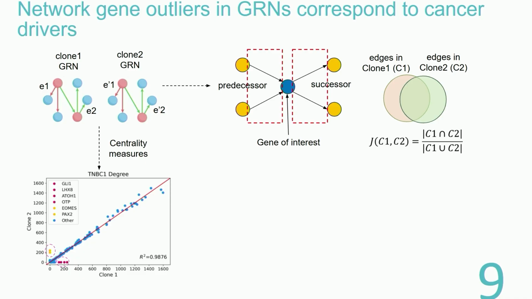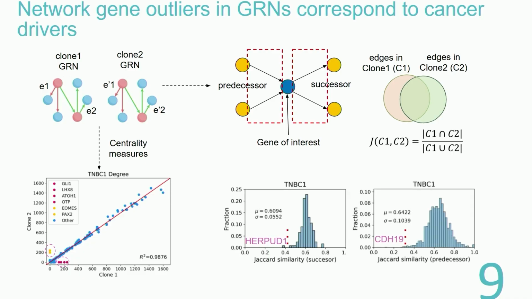Now, what does that mean? If you compare the successor or predecessor edges between the 2 clones for the gene of interest, how different are they? The Jaccard value is between 0 and 1. If the value is really low, that basically means that there are a lot of differences. If the value is really high or close to 1, that means that there are very few differences between the 2 clones at that specific gene of interest. Now, what we did is, we just plotted a histogram of the Jaccard similarity values across all of the genes. And of course, it followed a normal-like distribution.